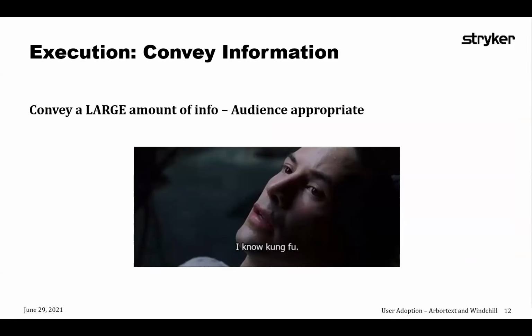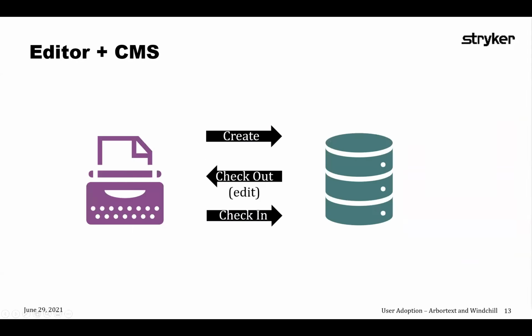First off, I had to convey a large amount of information, but in a way that suited my audience. One of the biggest differences between traditional desktop publishing and authoring in Arbortext and Windchill is that there are two sides to the system: the authoring and editing application, Arbortext, and the content management system, in our case, Windchill. The authors need to know about both sides and how they work together.